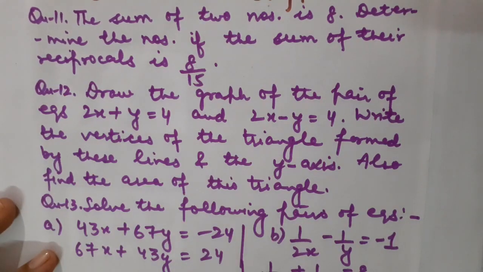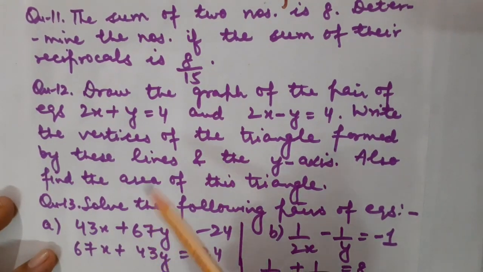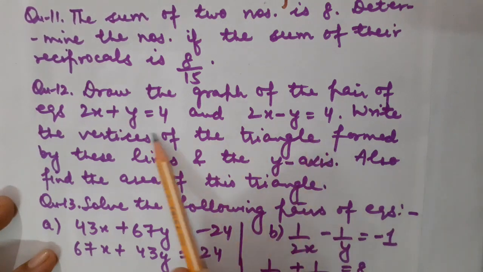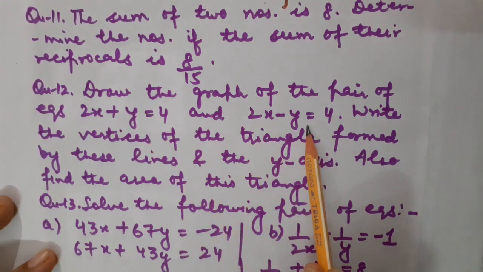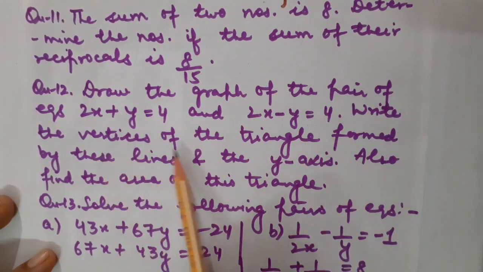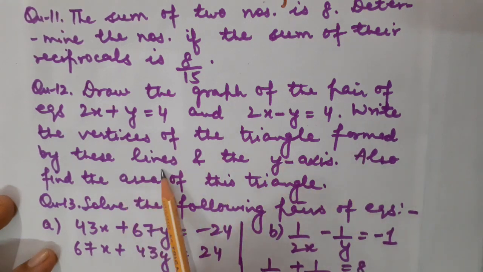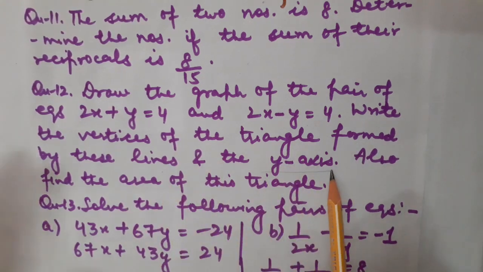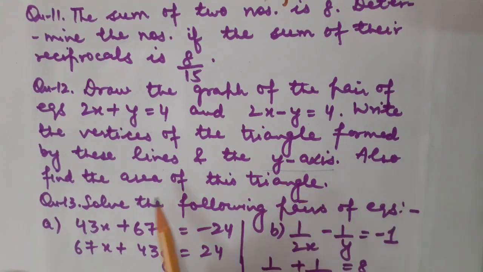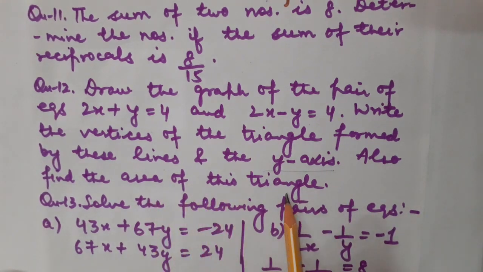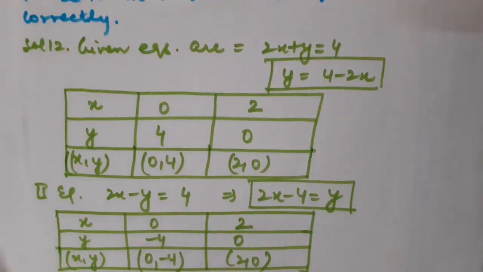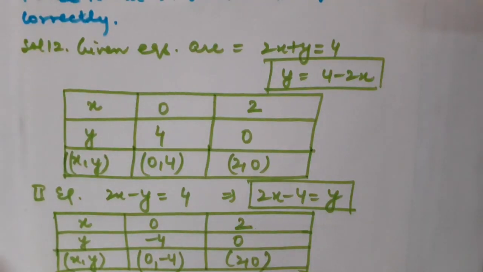Now children, this is question number 12. It is said that you have to draw the graph for this pair of linear equations. You have to write the vertices of the triangle which is formed by these lines as well as by y-axis. And ultimately you will have to find the area of the triangle. Okay. So children, please check the solution which is done by you.